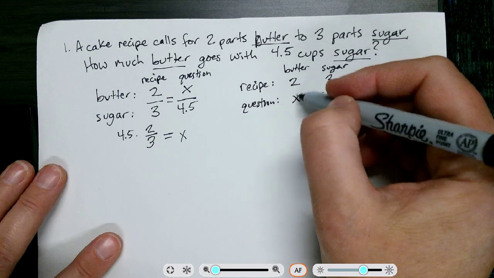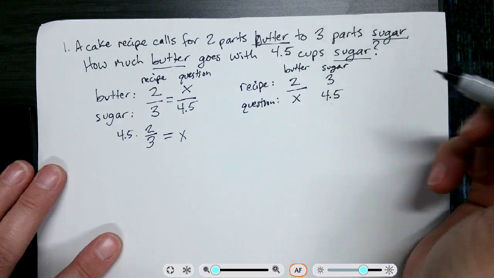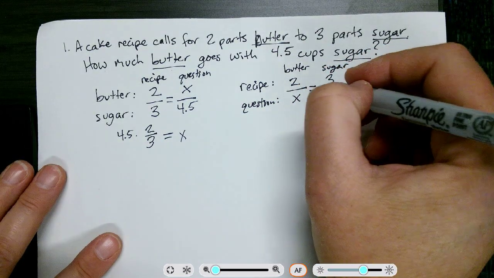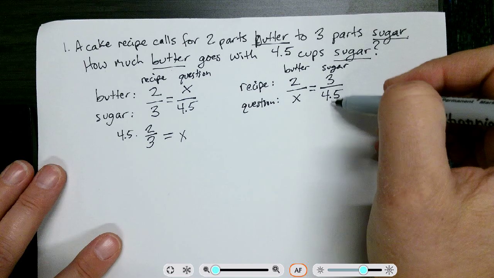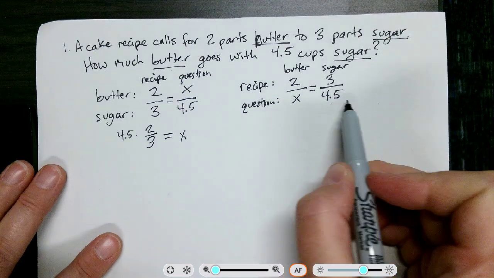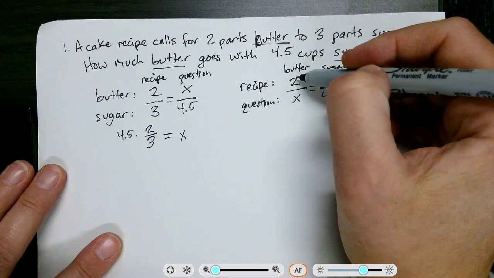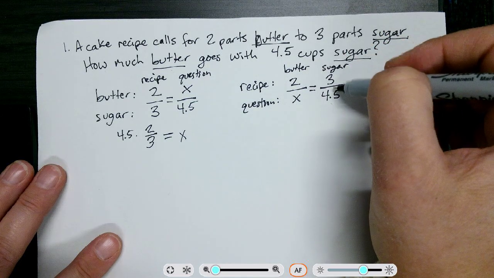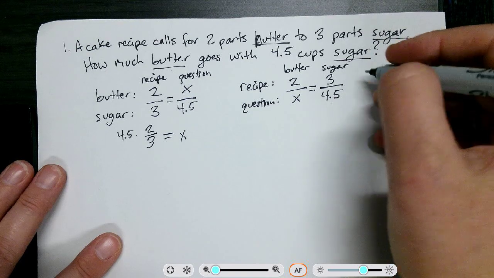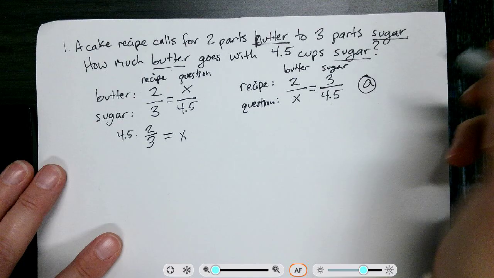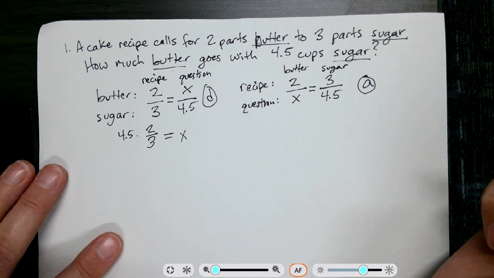So you could say that the ratio of butter in the recipe to butter in the question is 2 over X, and that would be equal to 3 over 4.5. As long as my butters align, my sugars align, my recipe aligns, and my question aligns. X goes with 4.5, 2 goes with 3. Both of these are in units of butter. Both of these are in units of sugar. This is a valid way to set it up. So it turns out this is A and this is D. Both of those in the homework are correct setups.